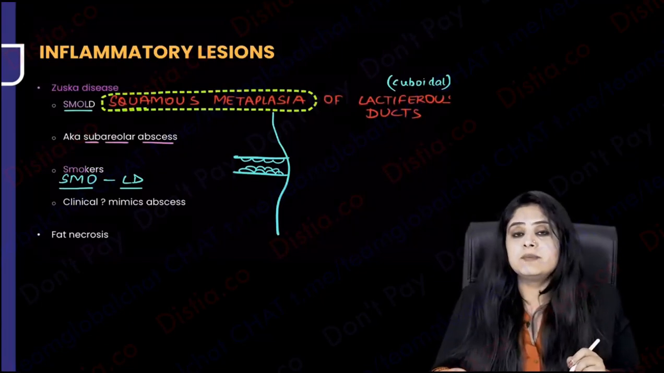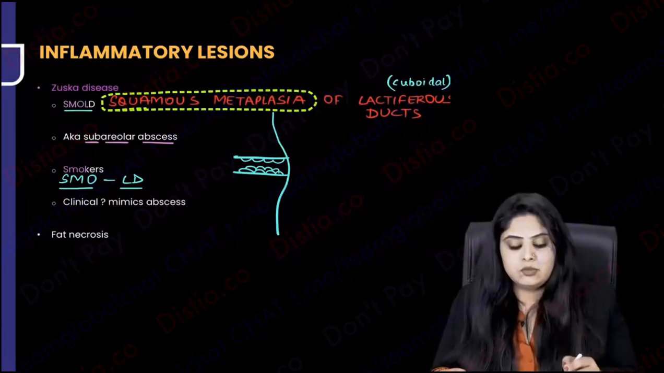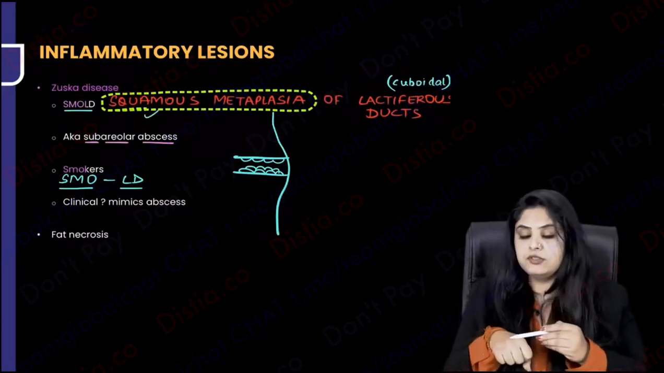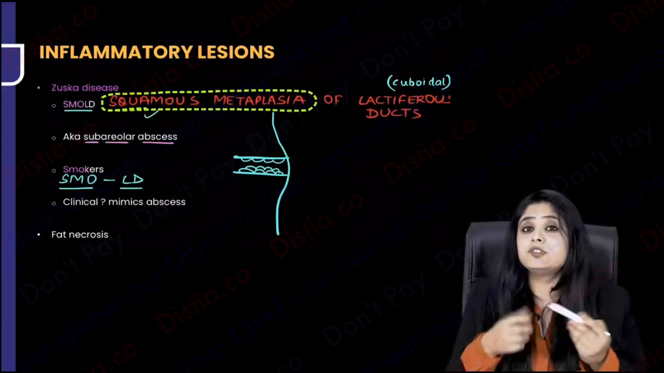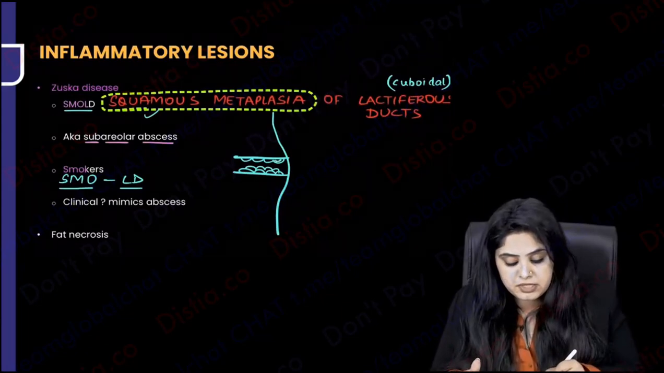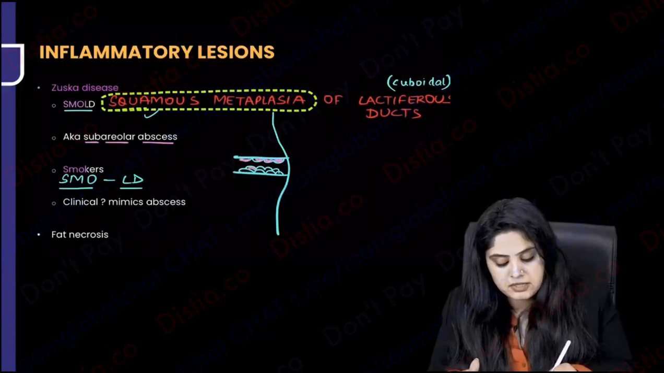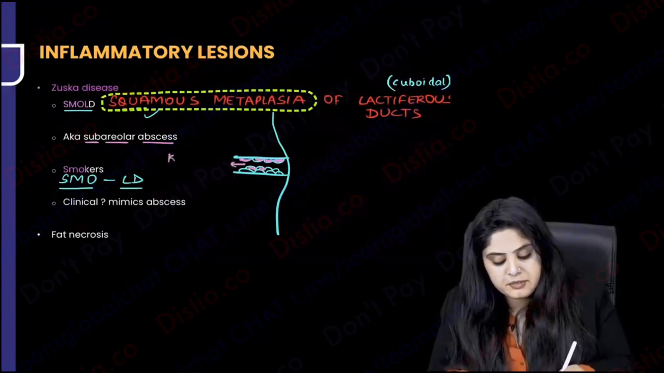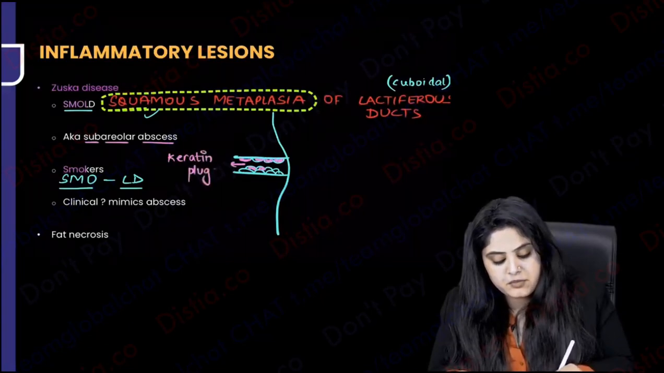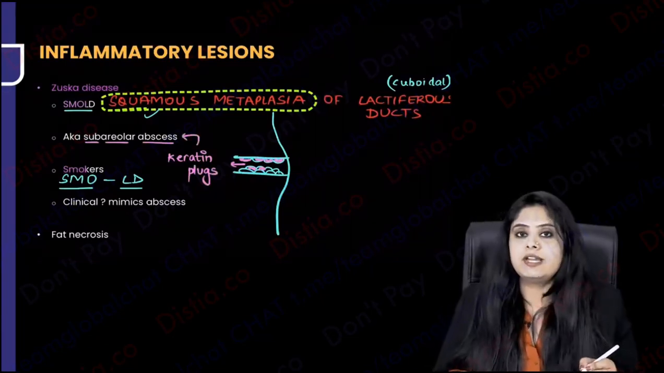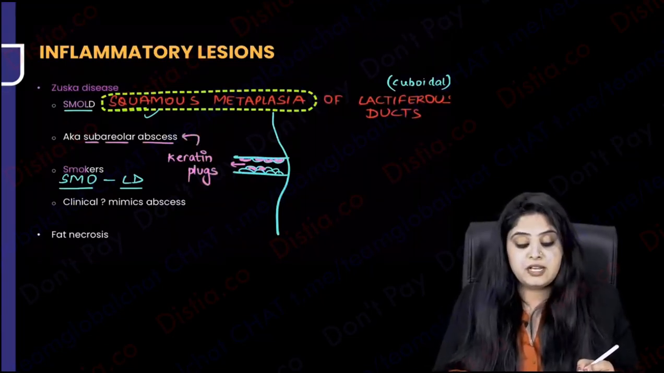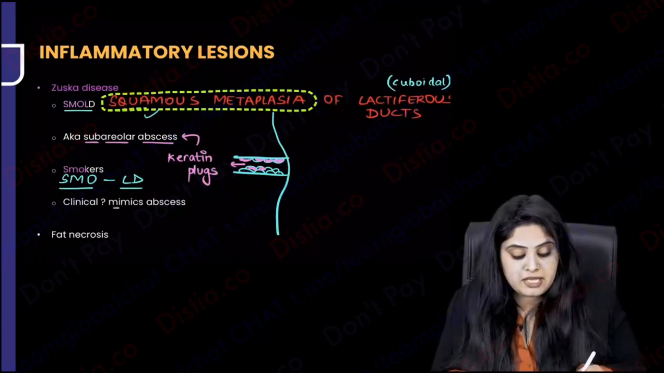Smoking causes SMOLD. And after some time, think logically, what does the squamous epithelium of your skin produce? Keratin. So what will the squamous epithelium over here also start producing? It will start producing a lot of keratin. Can I say there will be keratin plugs that will form, and if there are keratin plugs, it is going to result in the formation of an abscess. So ultimately it will start mimicking an abscess.